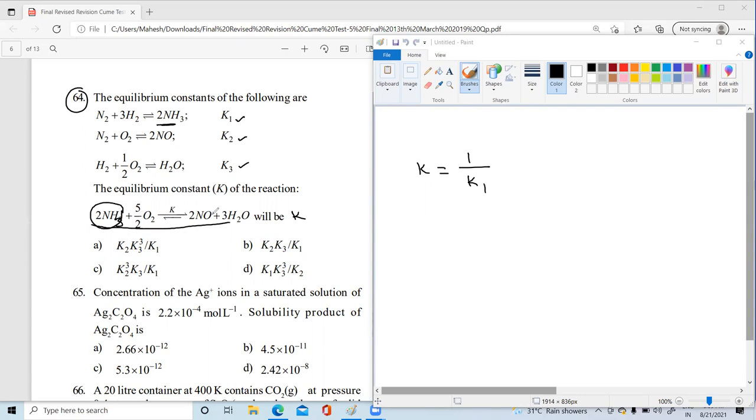Then NO should be taken, students. NO, which side is it on? In equation number 2, NO is also there, and both are on the product side. So it is directly proportional, so it should be K2, students. K is directly proportional to K2.